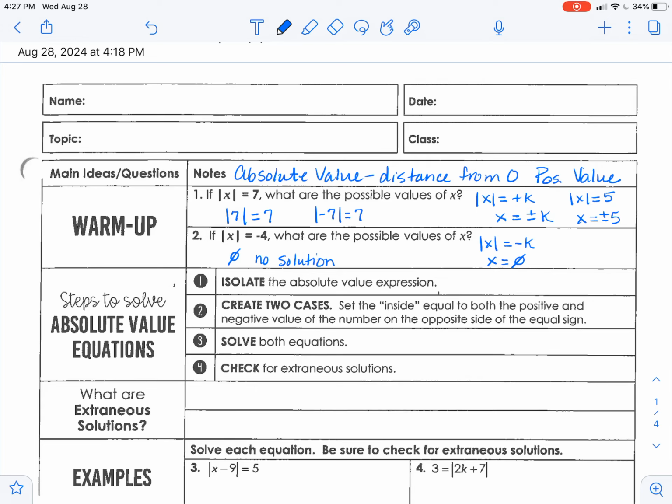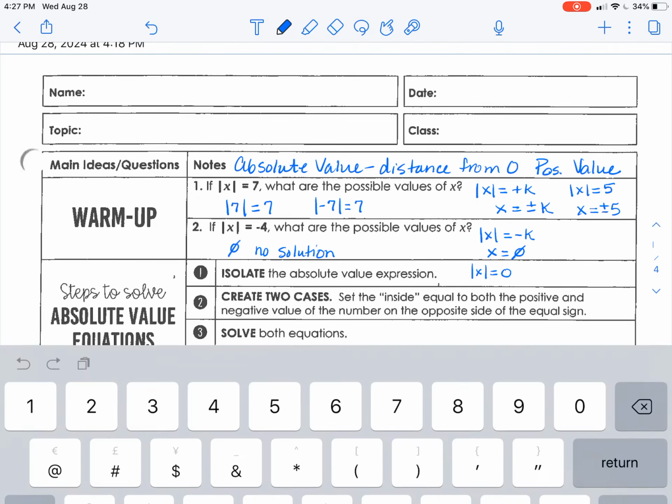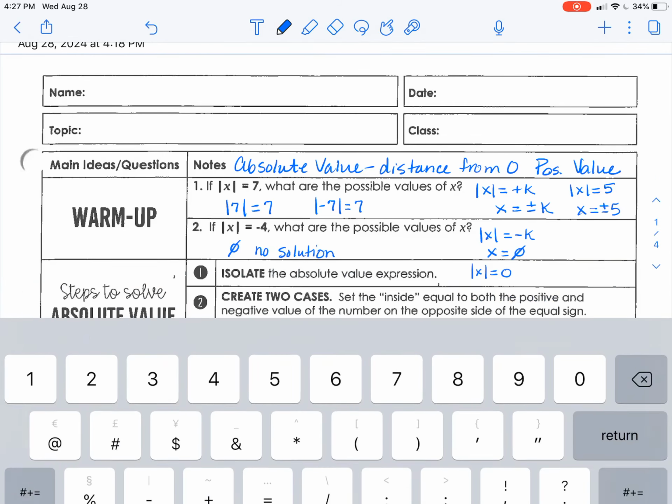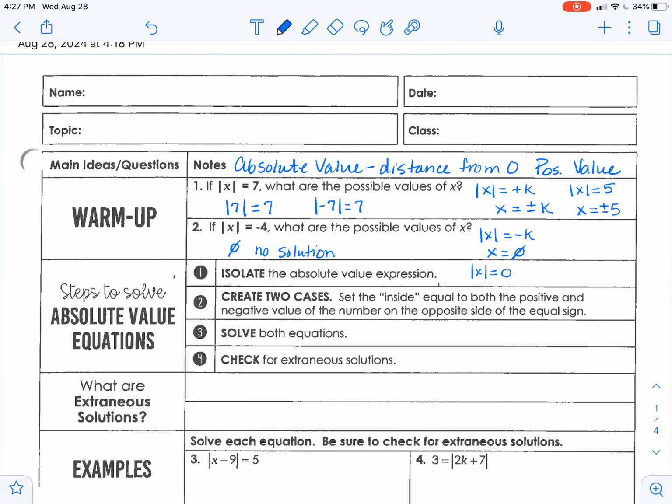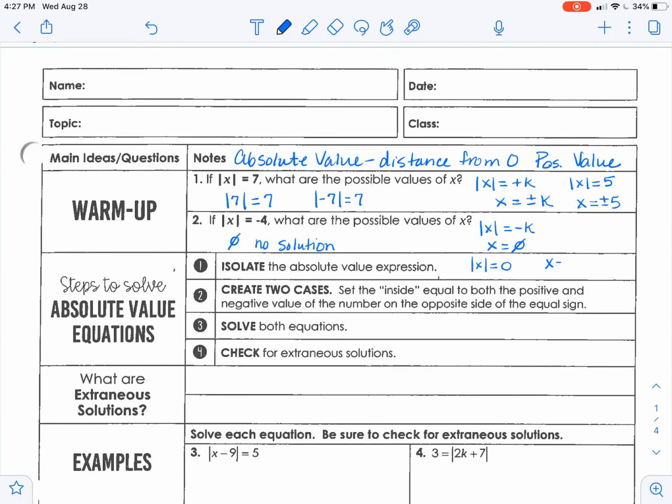Now I'm going to throw in a third one here that this worksheet did not include. And that's what happens if you have the absolute value of x equal to 0. Now remember, we know that 0 is neither positive nor negative. So in this case, if I have the absolute value of x equals 0, then the only solution I would have would be 0.